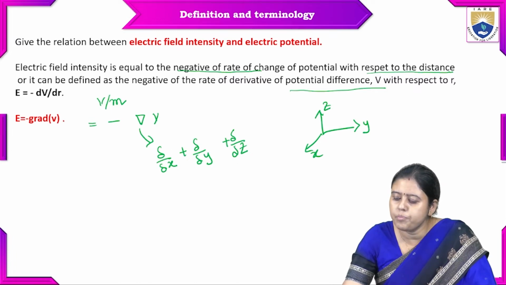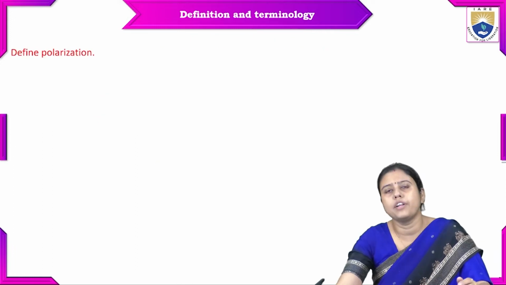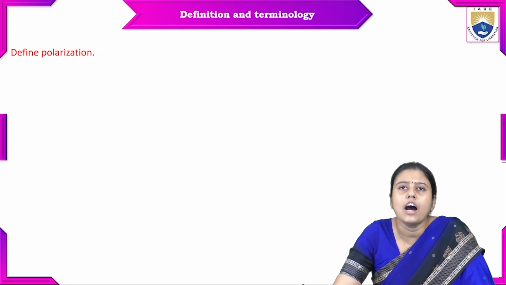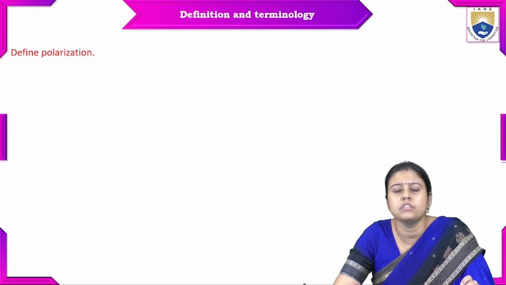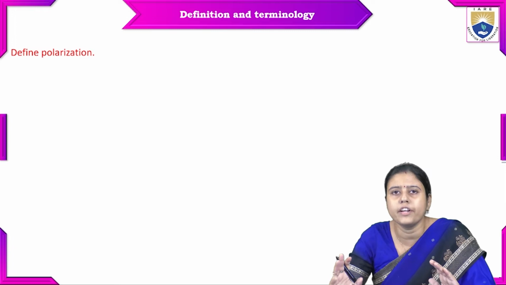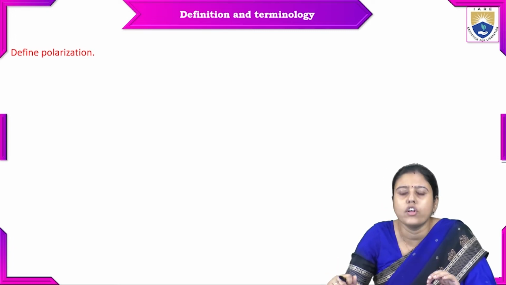Now we will move to our third definition. Define polarization. When we know about the electric field, now we know about dipole, the next important question that comes into our mind is what is the meaning of polarization. So before telling the definition, I will first tell the concept.